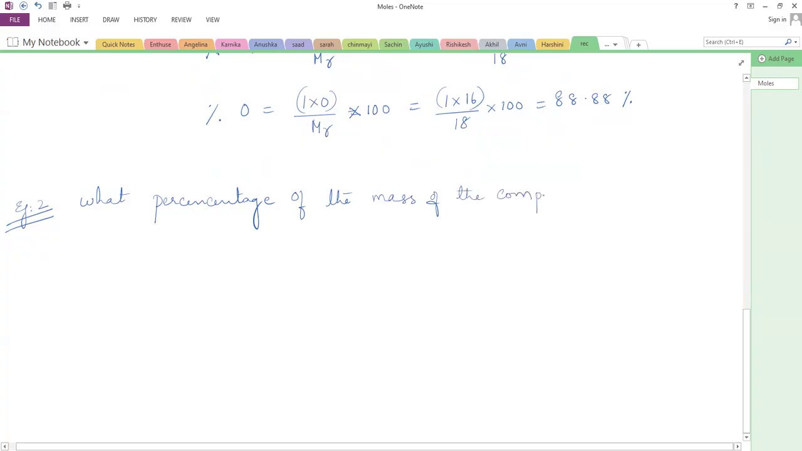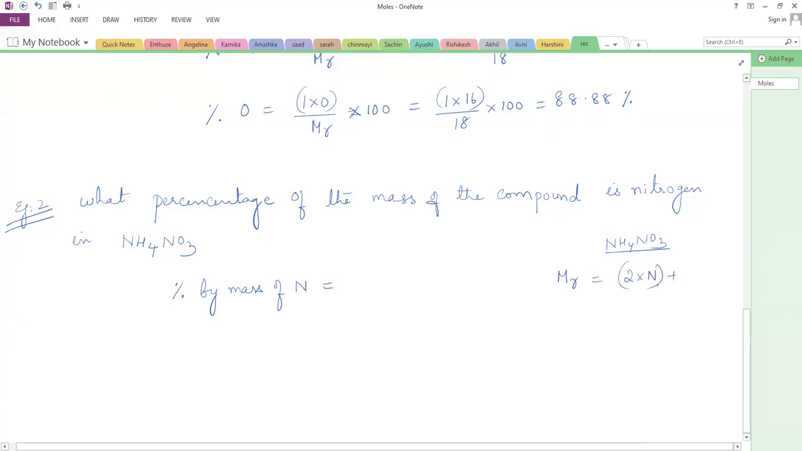What percentage of the mass of the compound is nitrogen in ammonium nitrate? The formula of ammonium nitrate is NH4NO3. So they're asking for the percentage by mass of nitrogen in ammonium nitrate. First of all, you should find the Mr of ammonium nitrate. So the Mr of ammonium nitrate is, there are two nitrogens.